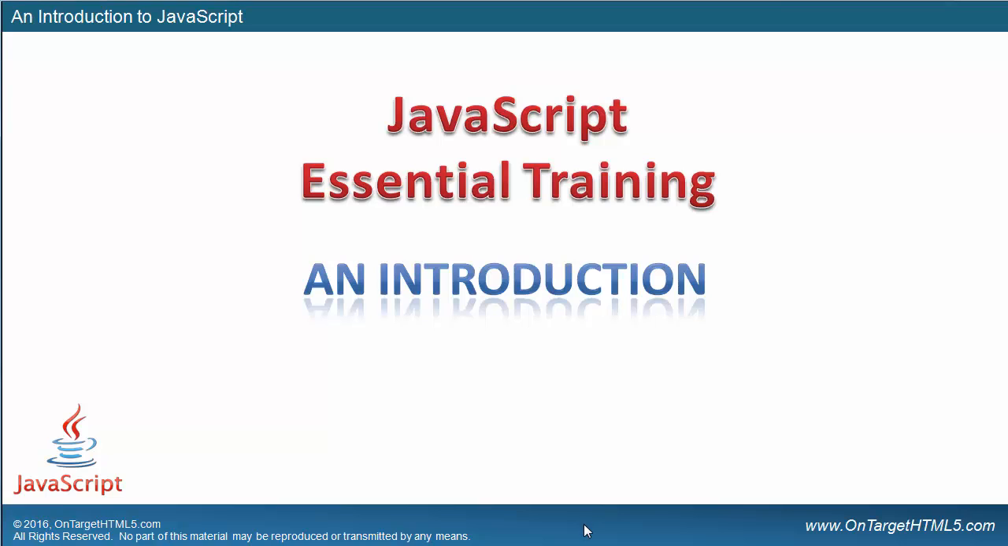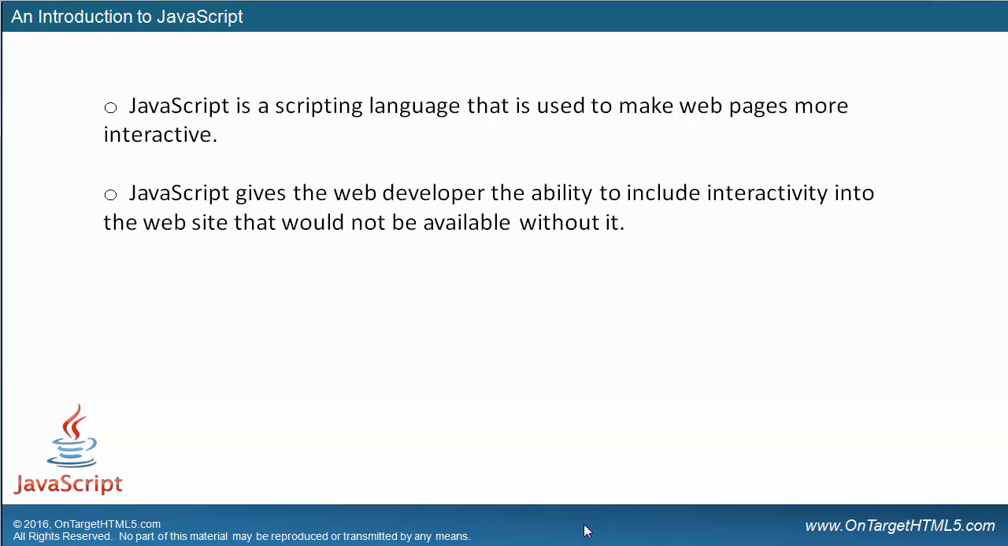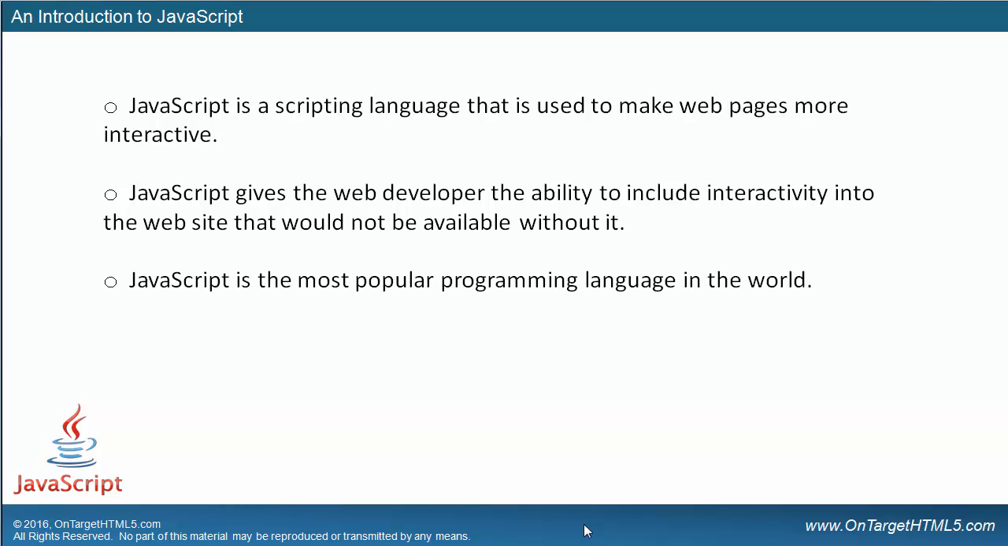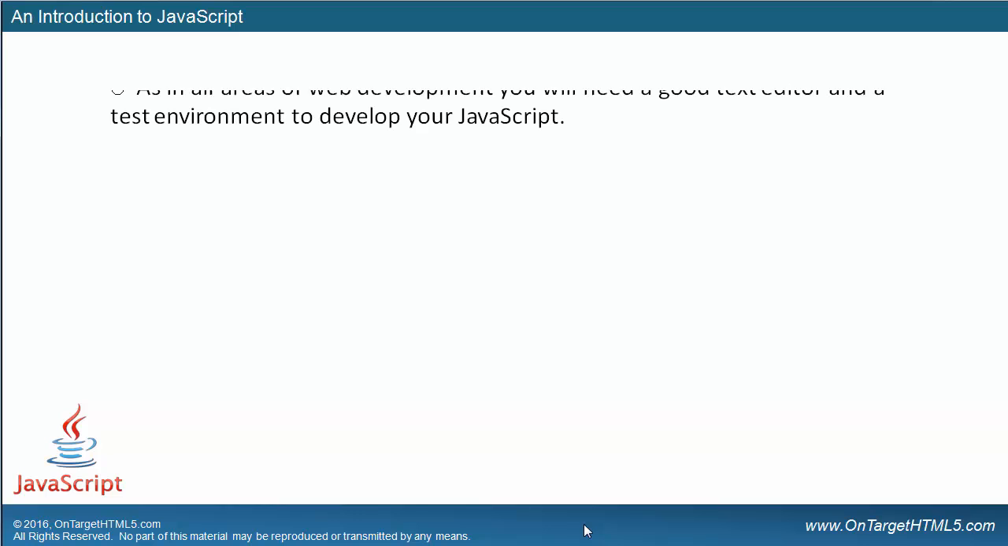And in this tutorial, we're actually going to have an introduction to the JavaScript training. So JavaScript is a scripting language that is used to make web pages more interactive. JavaScript gives the web developer the ability to include interactivity into the website that would not be available without it. JavaScript is the most popular programming language in the world, and JavaScript can change HTML attributes dynamically. We've been using JavaScript for years to actually add interactivity to web pages.